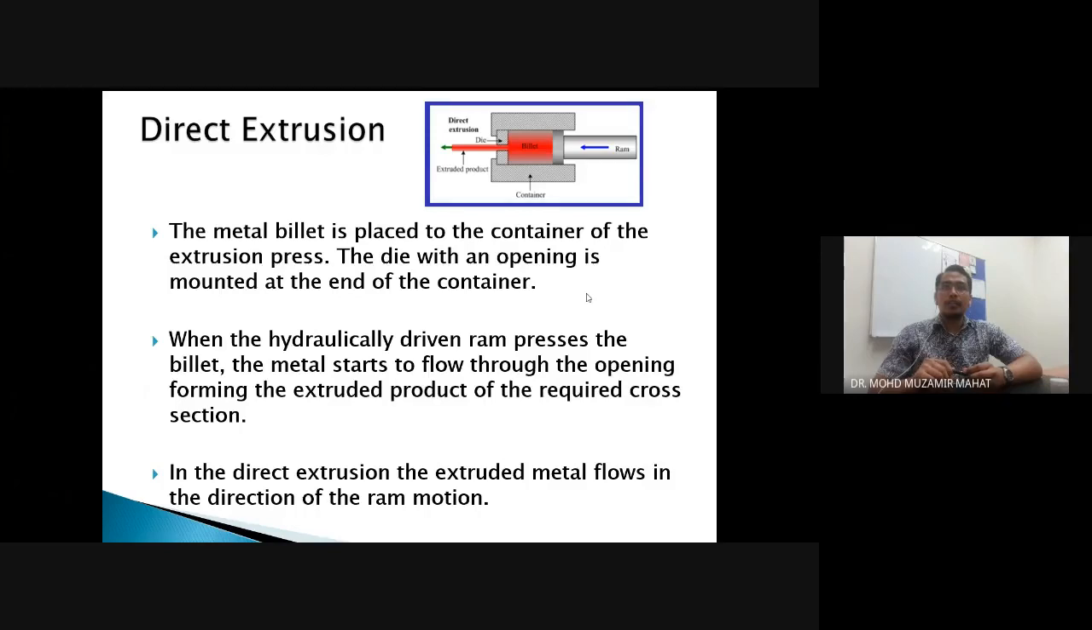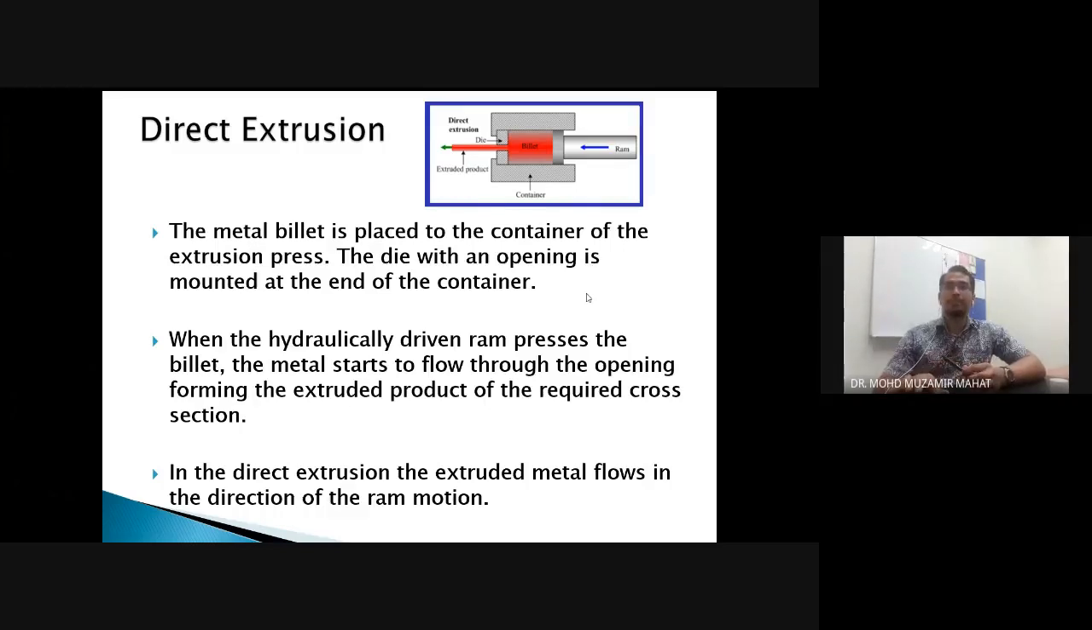Many types of extrusion are available. Here, there is direct extrusion. It means that we put the force from the ram to the container, and you have the billet. Billet is the raw material. Then you have the die, and all the billet passes through the die, and then we get the extruded part. The metal billet in this case is placed within the container, and some explanation is available here.